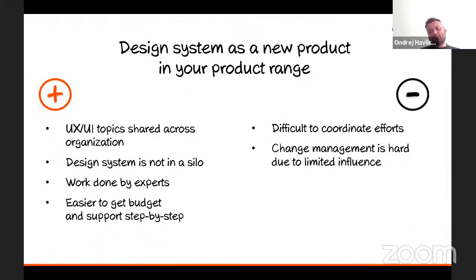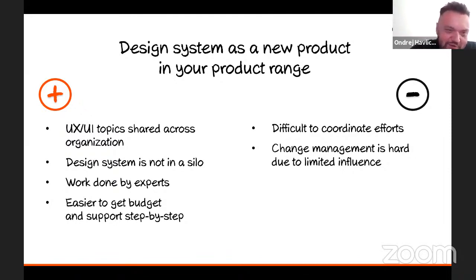Okay, so we're getting to an end. So where we are now. We have successfully started the design system project or product in Quadient, and we tackled it as if it was another product we added to our product range.